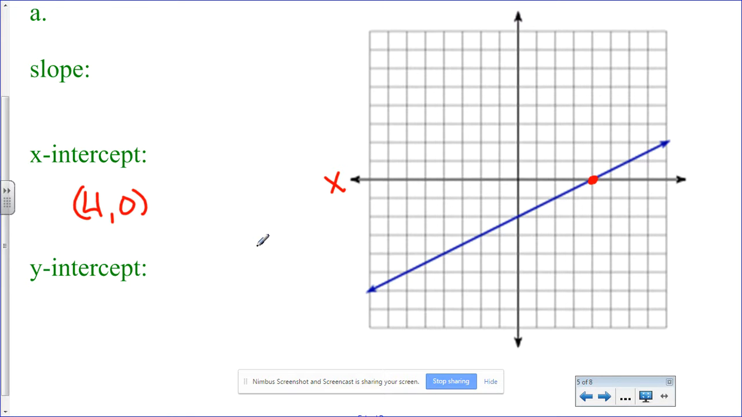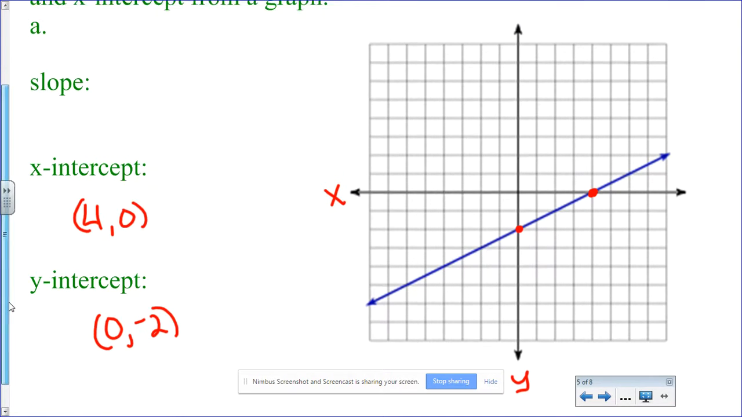For the y-intercept, we're going to do the same thing, except on the y-axis. So there's my y-axis. It's the vertical one, the one that goes up and down. This is the point where the line crosses the y-axis. And so we're going to count. We're going down 2. So since it's down 2, we're going to use negative. So we went left or right 0 and down 2. Okay, so those are our x-intercept and y-intercept.